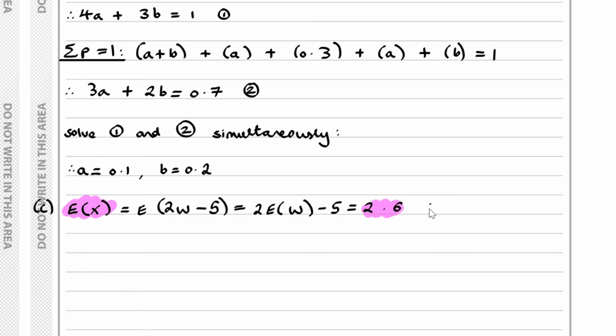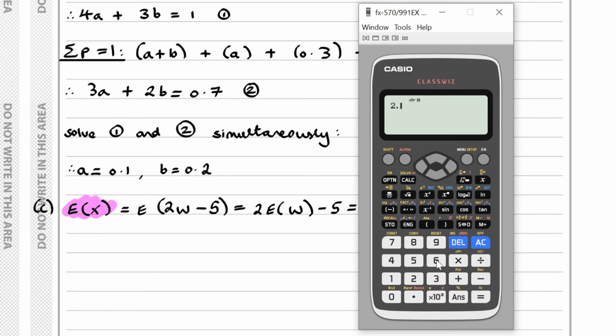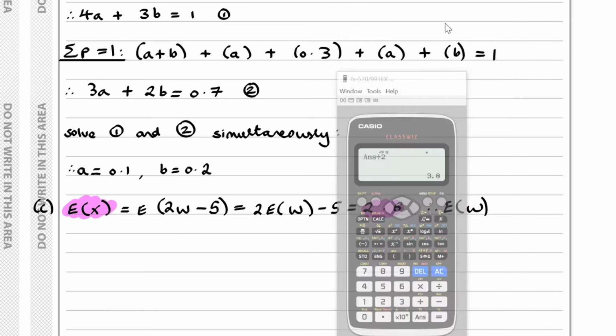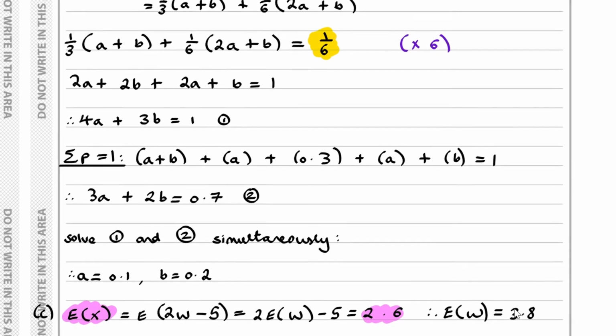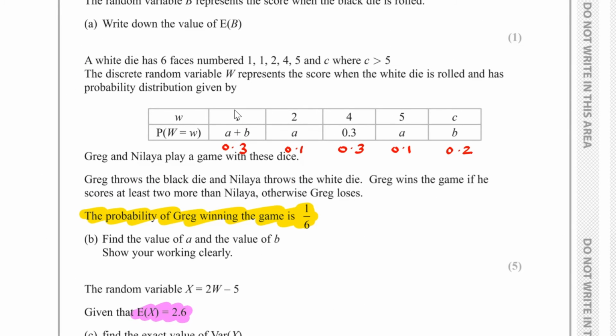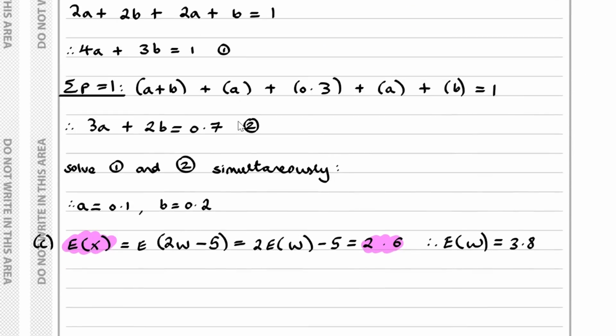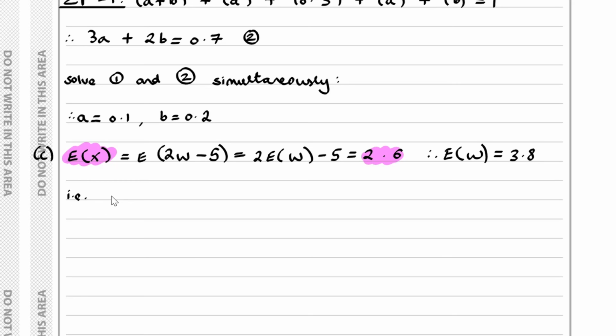And if we solve for the expected value of W, well, adding 5 to both sides, we have 2.6 plus 5, which is 7.6, and if I divide this by 2, the expected value of W is equal to 3.8. We might use that later on. Okay, so knowing the expected value of W being 3.8, we can now find out what c is with that. So what we have then is the expected value of W equaling W lots of the probability that W is equal to w.